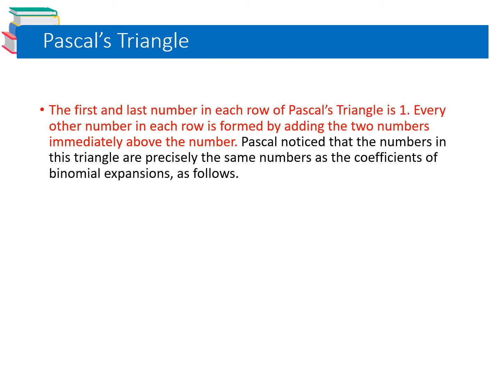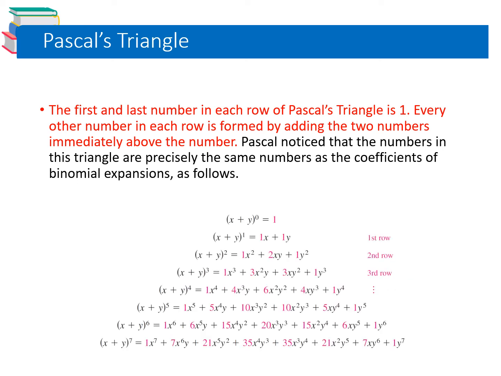Next, the first and last number in each row of Pascal's triangle is 1. So, yan, mapapansin nyo na yan kanina. So, every other number in each row is formed by adding the two numbers immediately above the number. Pascal noticed that the numbers in this triangle are precisely the same numbers as the coefficients of binomial expansions as follows. Yan. Diba? Nagsimula ko pa pala.